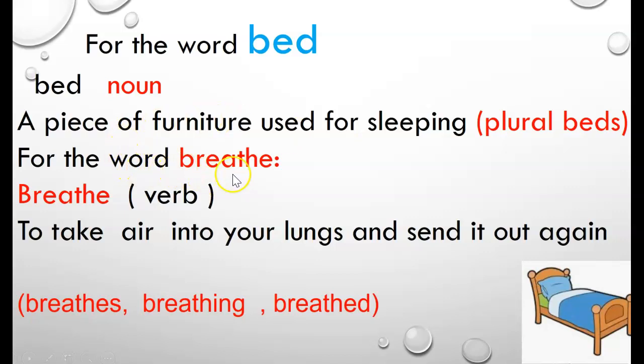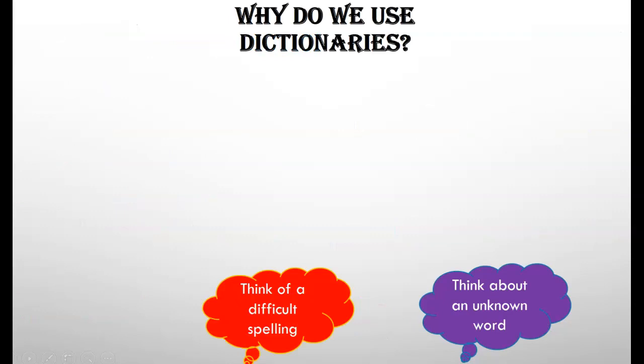For instance, if you see this word breathe, it's a verb, an action word, which means to take air into your lungs and send it out again. And then, likewise, you find the related words breathes, breathing, breathed. So this is how we find words in a dictionary.